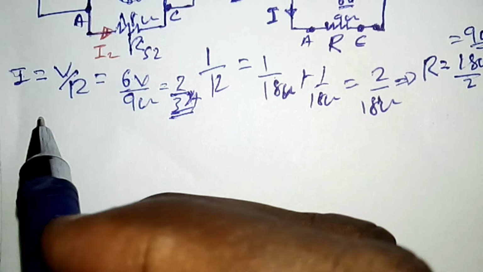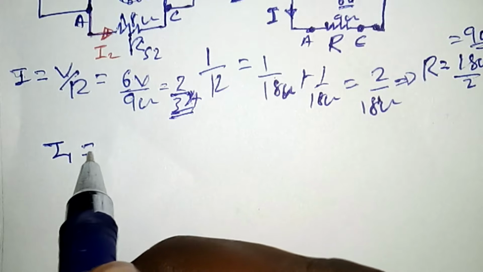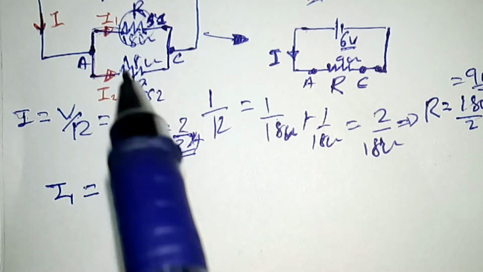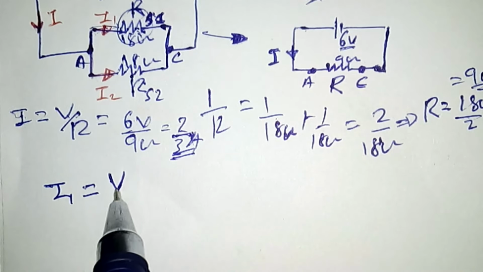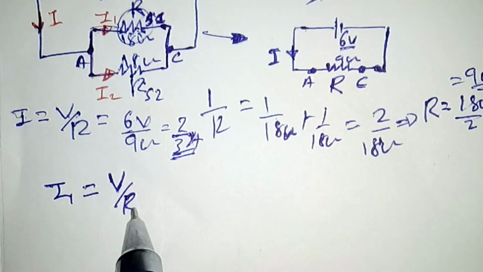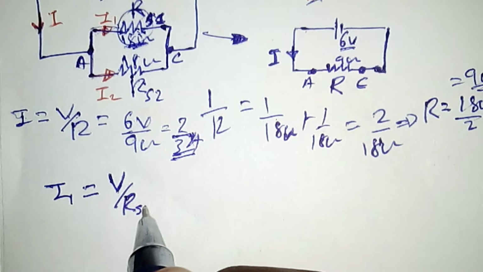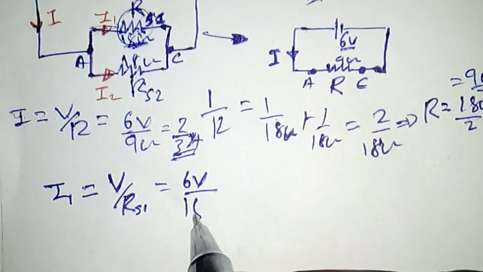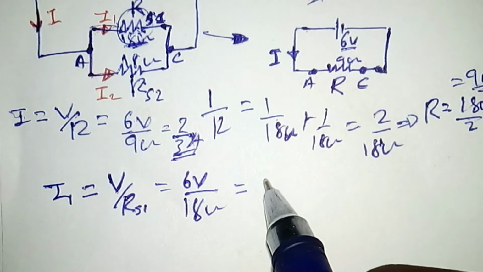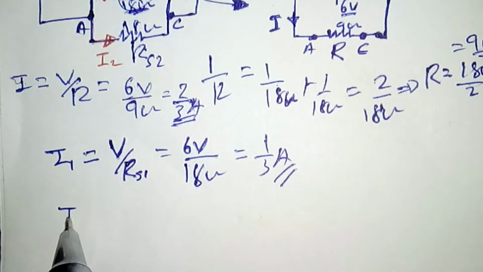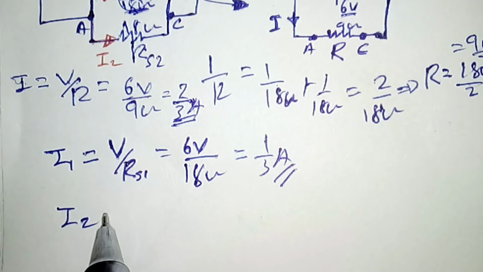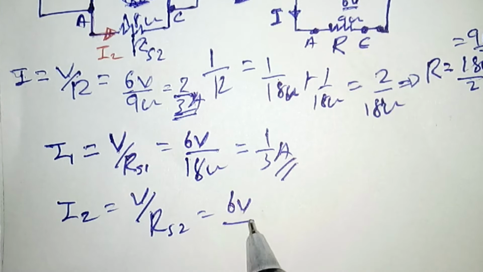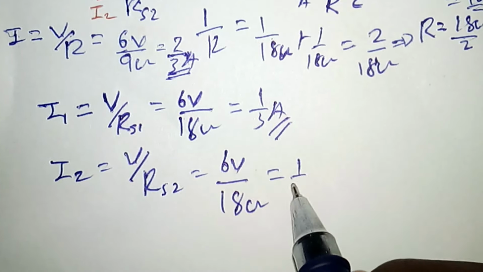I1 means the current passing through these resistors, which is 18 ohm. I1 is equal to V divided by the series resistance RS1, which is the total voltage 6 volt divided by 18 ohm. This is directly equal to 1 over 3 ampere. The current passing through point D, I2, is also V over the series resistance RS2, which is 6 volt divided by 18 ohm. This is 1 over 3 ampere.